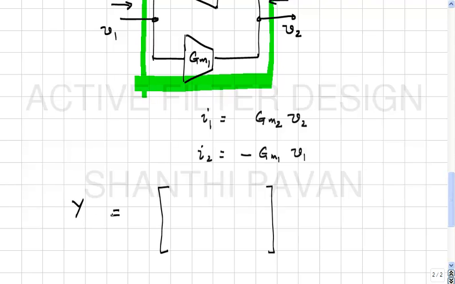What is Y11? 0. What is Y12? GM2. What is Y21? Minus GM1. What is Y22? 0.